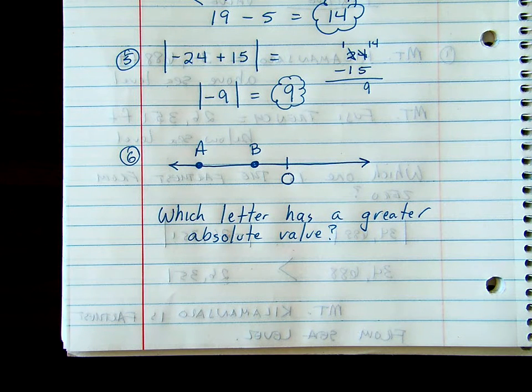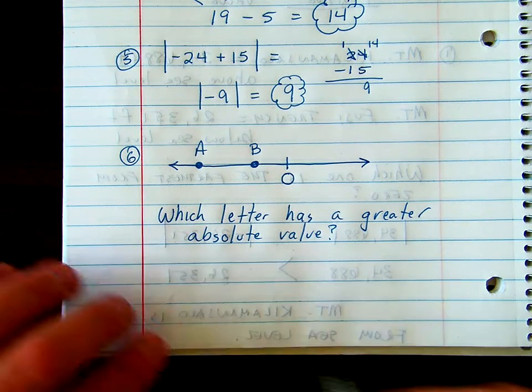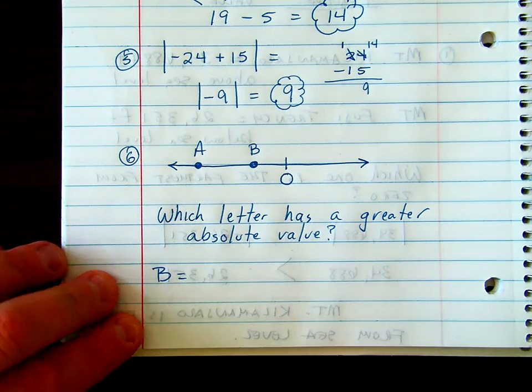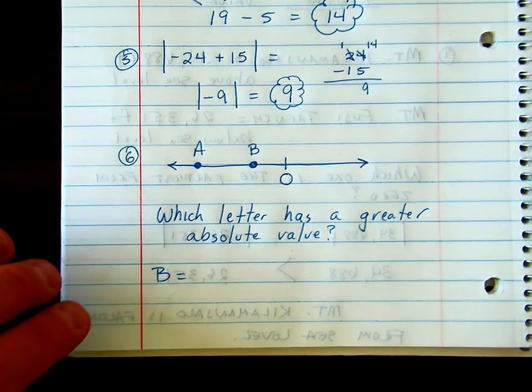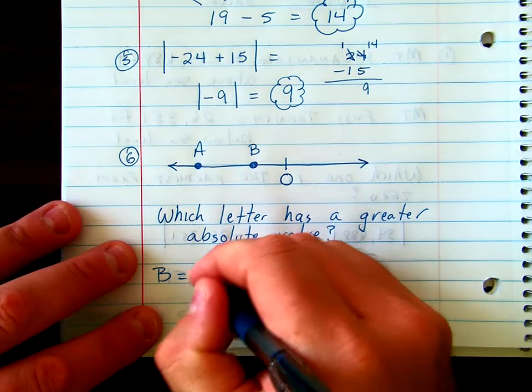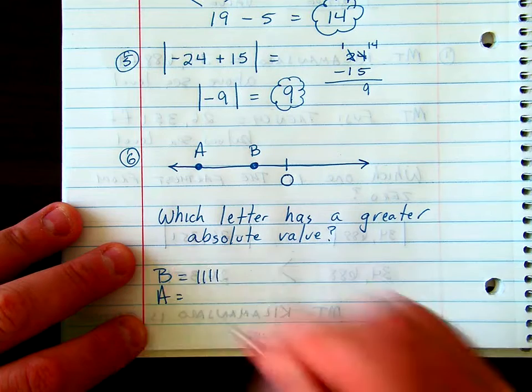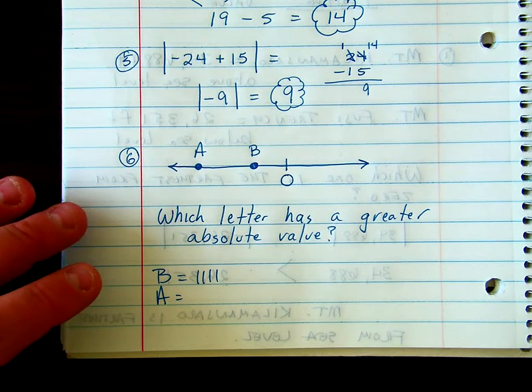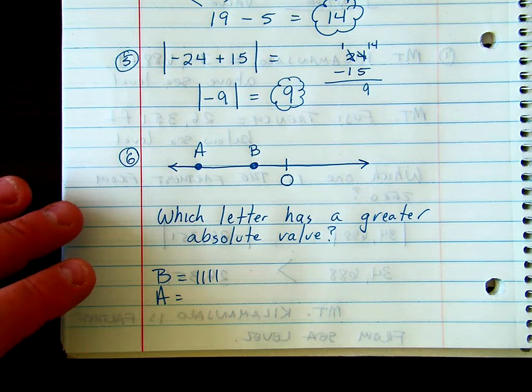Alexis. B? Okay. How many people think B? Raise your hand. So we have 1, 2, 3, 4. How many people think A? 17.